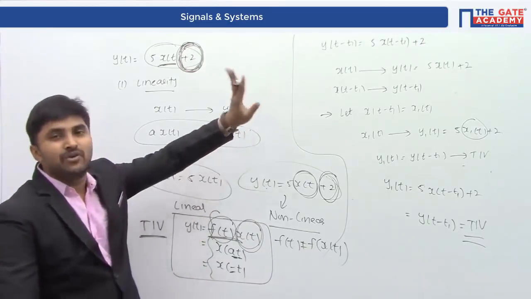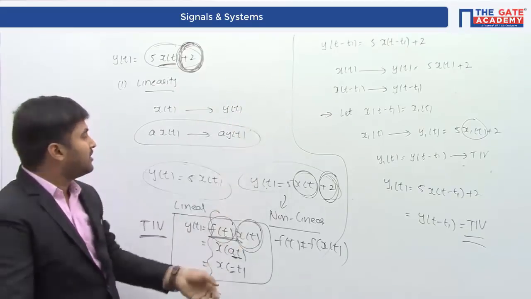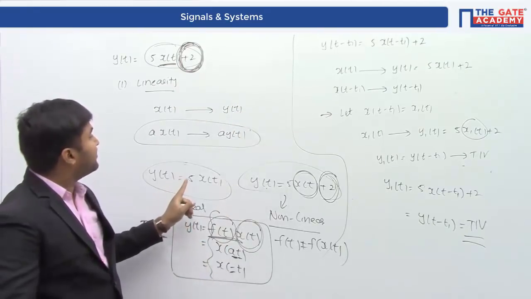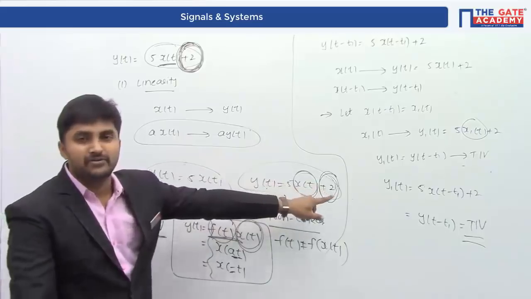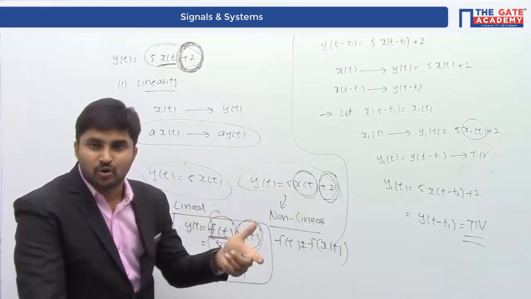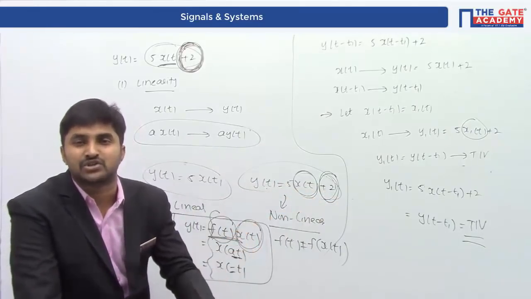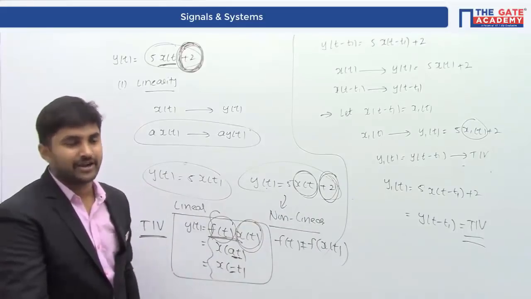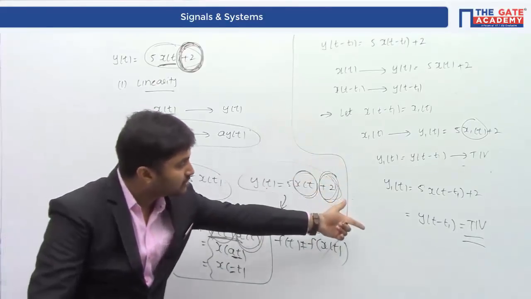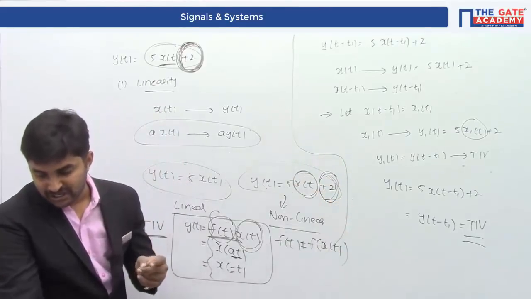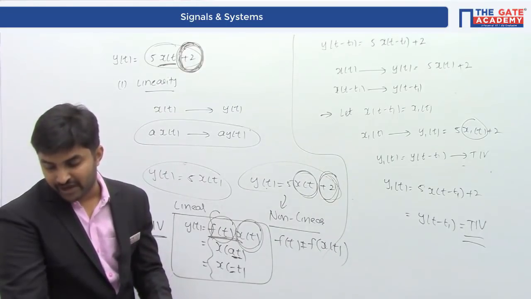So in this case, we are not doing a time variant operation. Why? Because your output y of t is going to be 5 into x of t plus 2. Nowhere are you doing a time variant operation, and your result also implies the same thing. So linearity is over, time invariance is over.